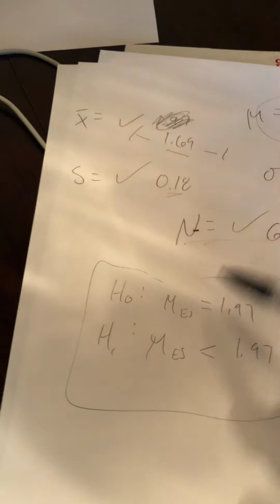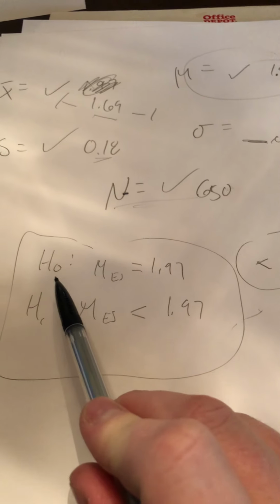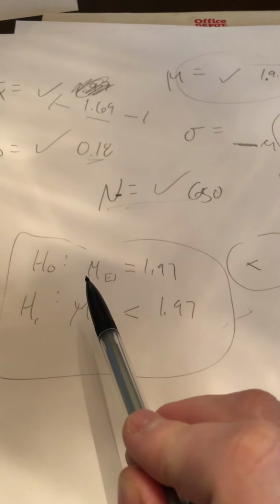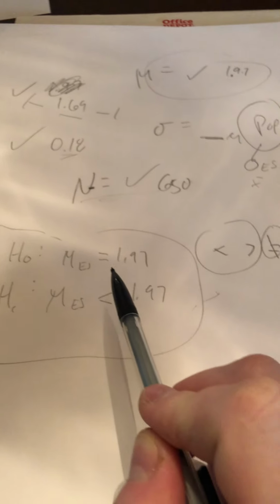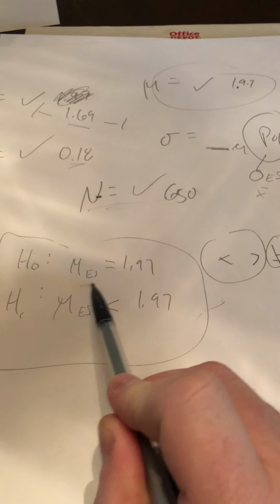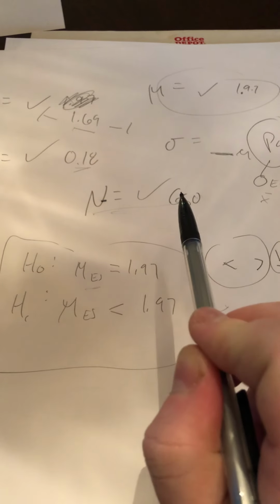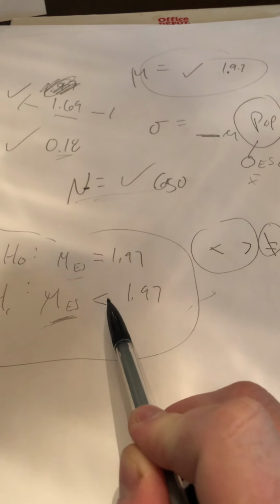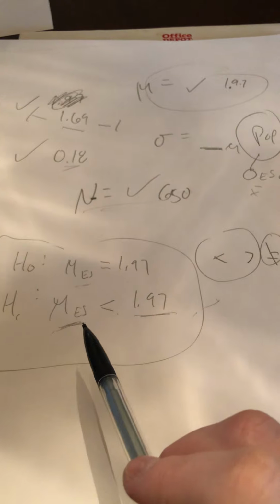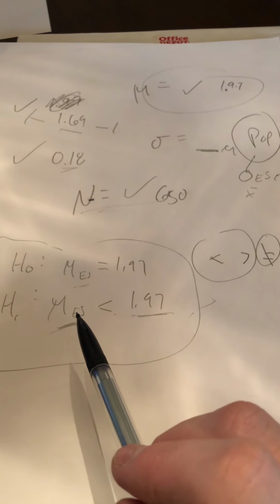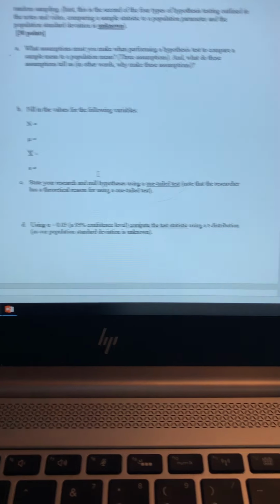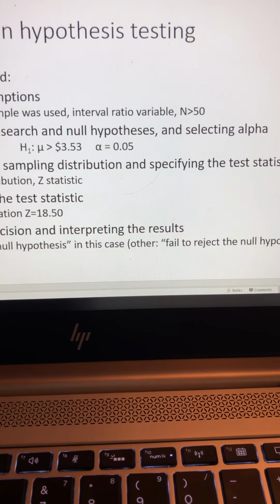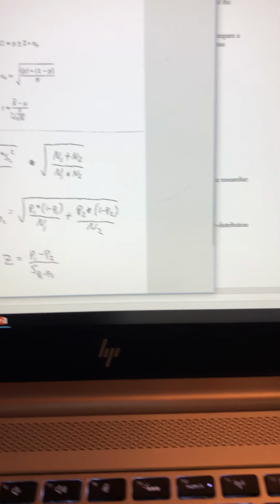And that's what this says here: our null hypothesis, what we have to assume until we can prove it otherwise, is that it's not different, that we assume the mean is equal to 1.97. But what we're testing is whether this group mean is truly less than 1.97, as we believe. Okay? And then the rest of it is just computing the test statistic. Really, the math here is pretty basic.